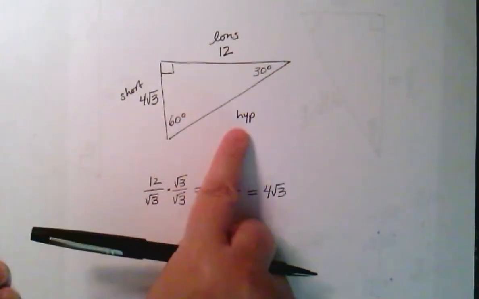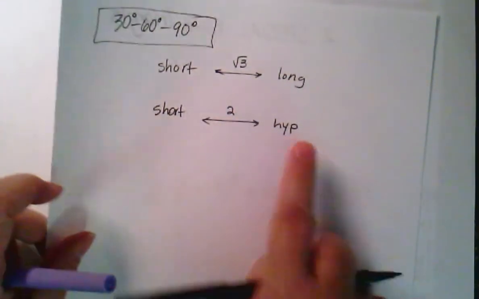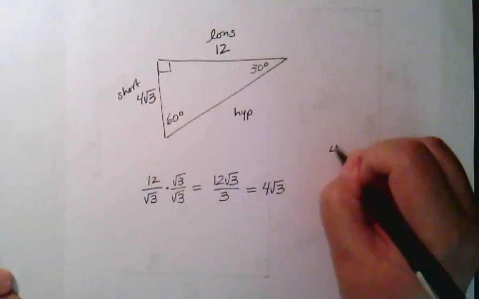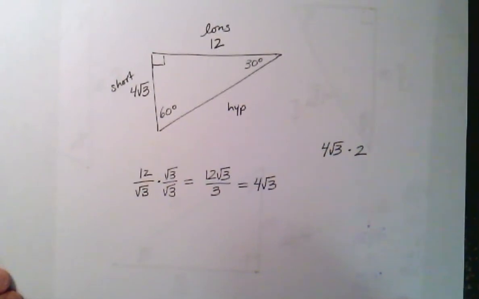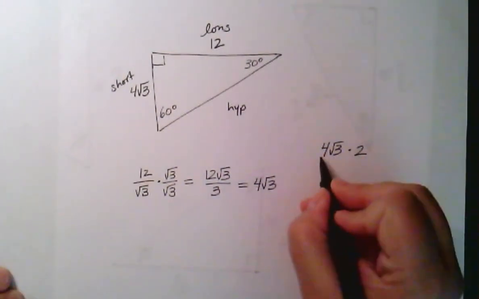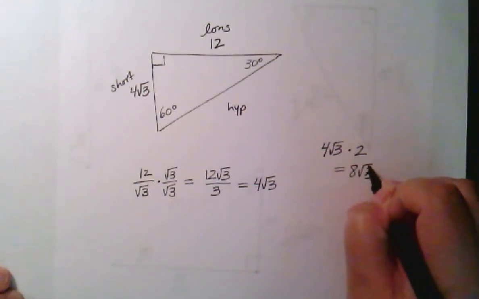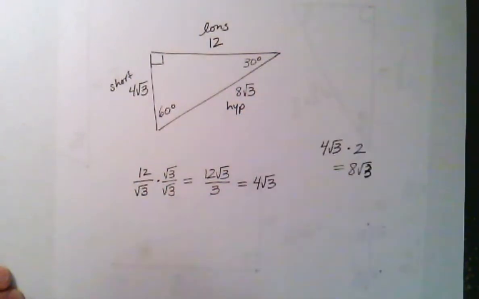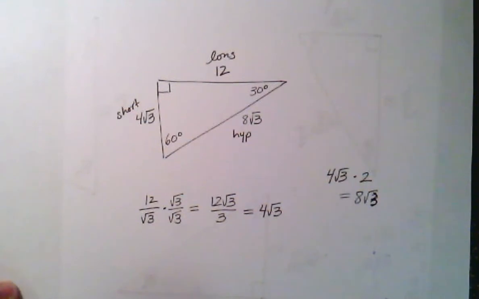From the short leg to the hypotenuse, remember, the rule is use the number 2, and I'm going from small to big, so I multiply by 2. If I multiply this by 2, the 2 and the square root of 3 can't interact. I can't do anything between the 2 and the 3, but the 4 and the 2 interact. So that becomes, whoa, that's a 3, sorry. 8 times the square root of 3. It just basically doubles the number out front. And that's 30, 60, 90s.